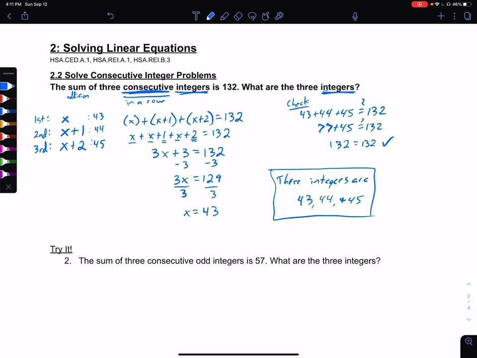With the try it, think of consecutive integers. In this case, they're talking about odd. So maybe pretend that you have 1, 3, and 5. If 1 is x, ask yourself, what would 3 be in terms of x? It would be x plus what? It's not going to be plus 1 because that would get us to 2. So you do need to change that if you're looking at odd integers. Be careful setting those up, but you can follow the same system. You just have to be careful with the number that you're adding for the try it example.